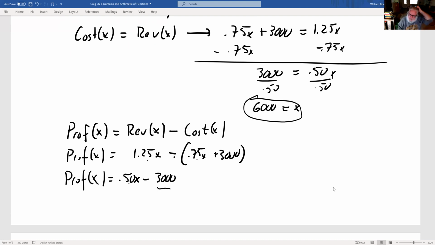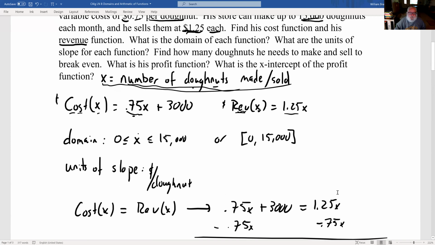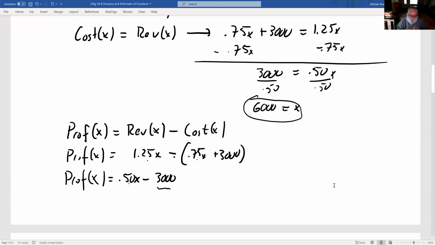If he makes 6,000 donuts, he's making no profit, but he's breaking even. If he makes more than 6,000 donuts, he will make money. So the X-intercept of the profit function, how do we find the X-intercept of the profit function? We set profit equal to 0.